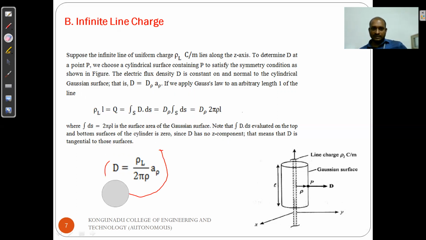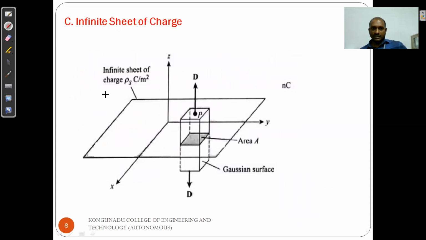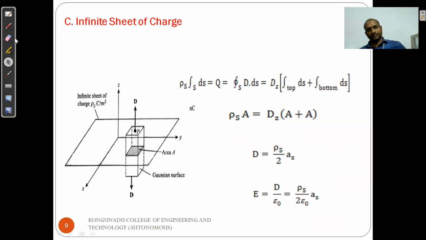The third application is the infinite sheet of charge, in which the charge rho S is distributed uniformly. This is the area, the top surface and the bottom surface. We are going to calculate the electric flux density at a point P. So rho S into surface integral ds is equal to Q, which is equal to surface integral D dot ds, which is Dz into top ds plus bottom ds. So it becomes rho S into A.